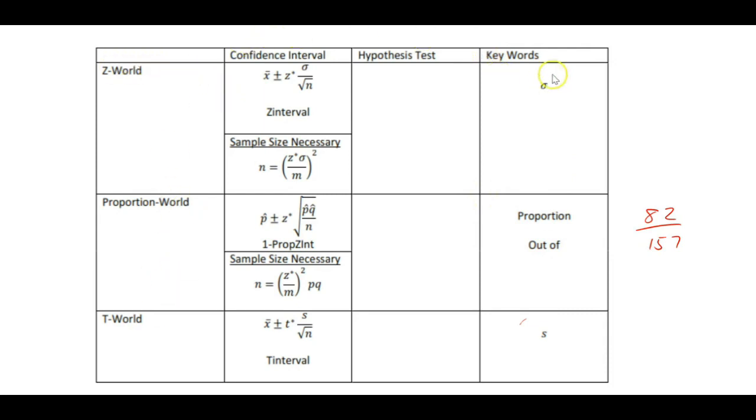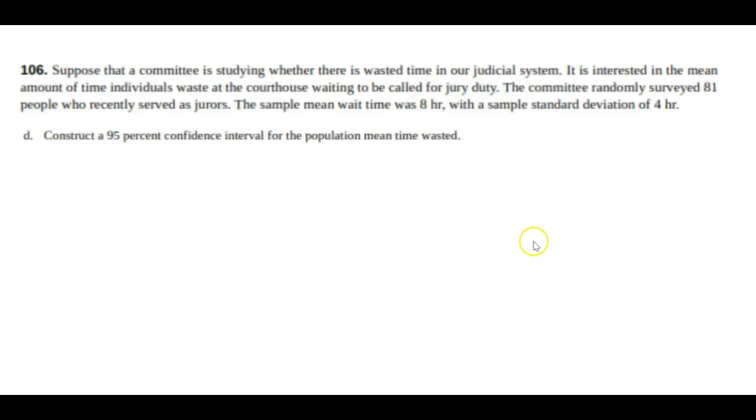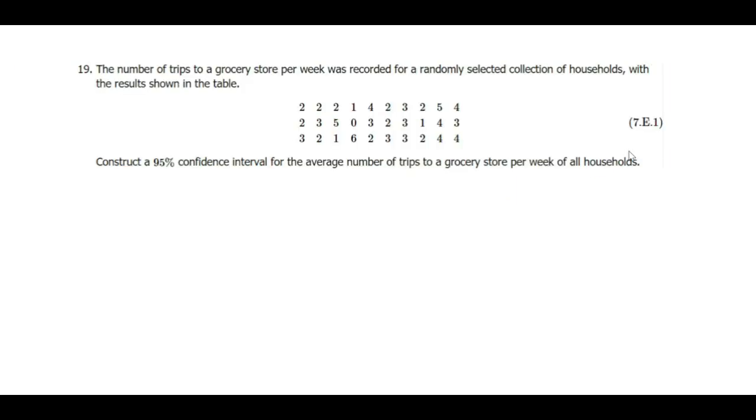You've got this along the top, put in your keywords. You don't have to put all the formulas, but put Z interval, one prop Z interval, and T interval, and then understand how these keywords work. Okay, so look here. These are all going to be S because this is the section I'm in, but look at this question. It says I want a 95% interval, so I know I'm doing a confidence interval. And it says, here was my sample mean wait time with a sample standard deviation of 4. Well, that's S. I'm looking for standard deviation to tell me what problem. That's S, so this is T world. Okay, what else do we got?